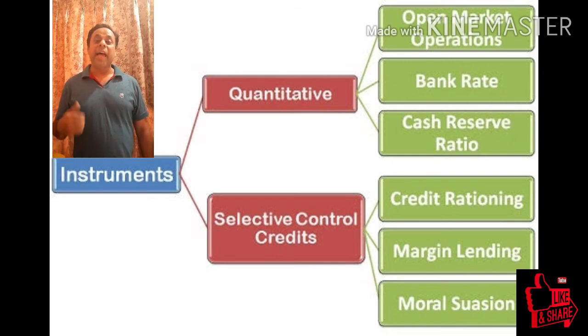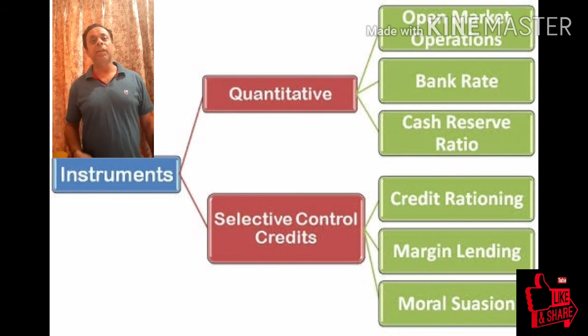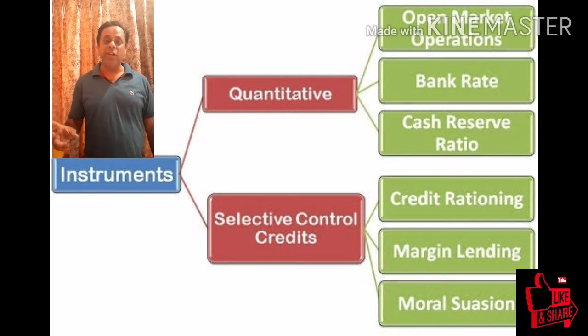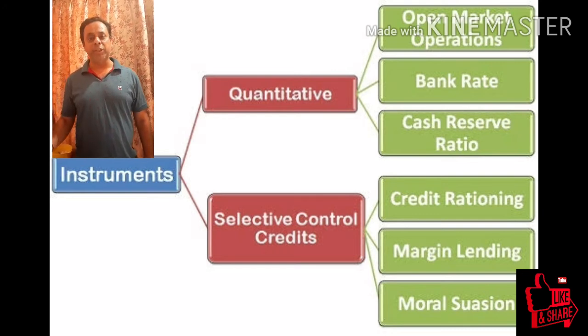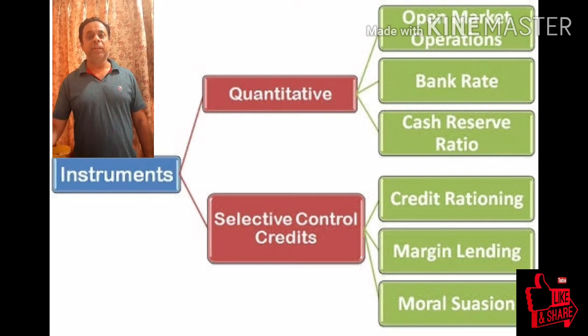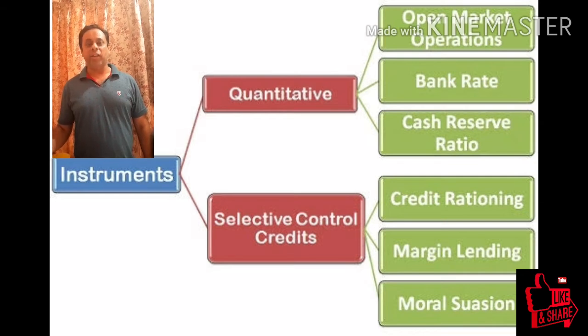Bank rate is that rate at which commercial banks take loans from RBI for long term and for its long term utilization. The third thing is cash reserve ratio. Cash reserve ratio is the amount of the total reserves of the commercial bank which is kept reserved with the RBI. So these are the controllers of credit under the quantitative aspect.